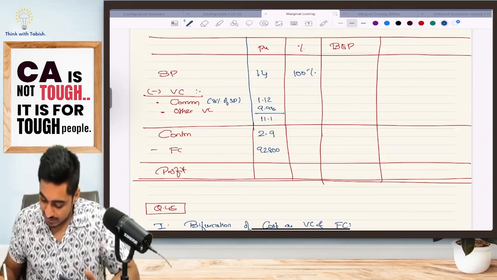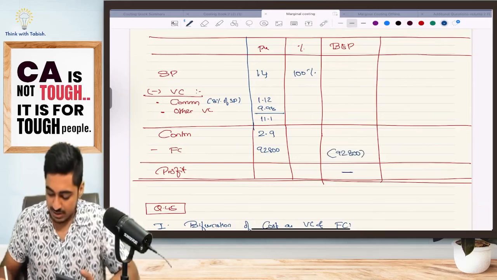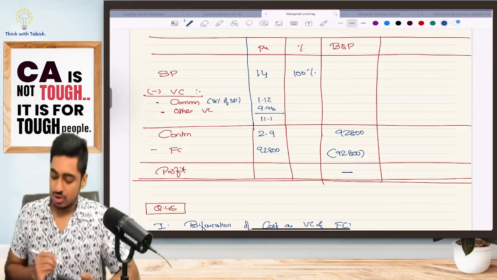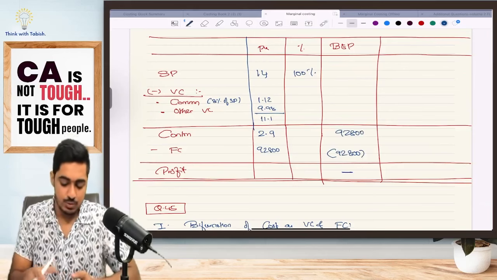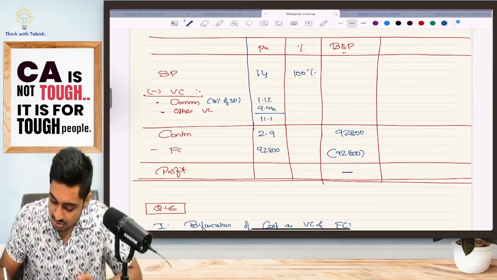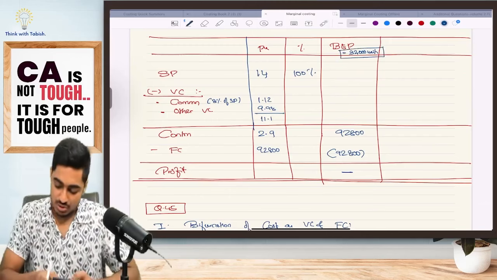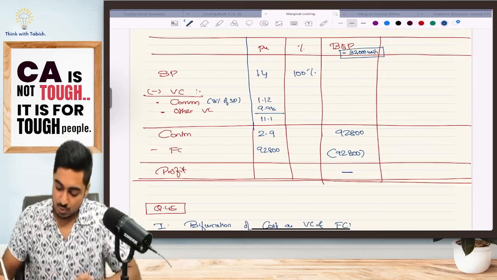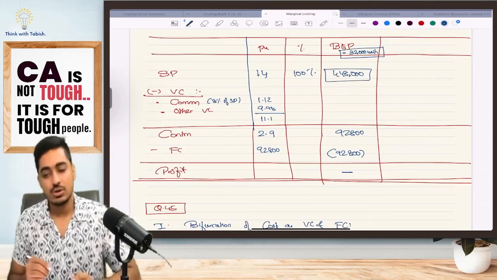So break even point, I will tell no profit, no loss. 92,800 fixed cost I have to pay for that. 92,800 contribution I want, boss. One unit is giving 2.9. That means how many units I should sell? 32,000 units I should sell. Yes or no? Yes sir. 32,000 units I sold. Every item I sold at 14. That means what should be my sale value? 4,40,000. Yes or no everyone?